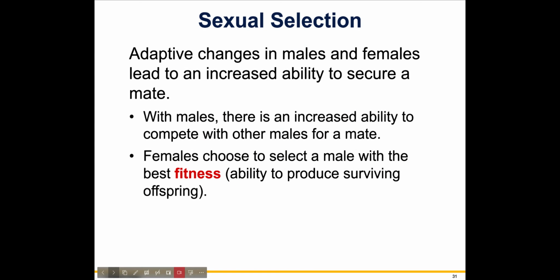And then a type of selection is actually called sexual selection. It's where males and females have changes or adaptations that can increase their ability to find a mate. With males, there is this increased ability to compete. Females are going to select, or have female choice, for that fitness. Who is the best able to survive and produce offspring?